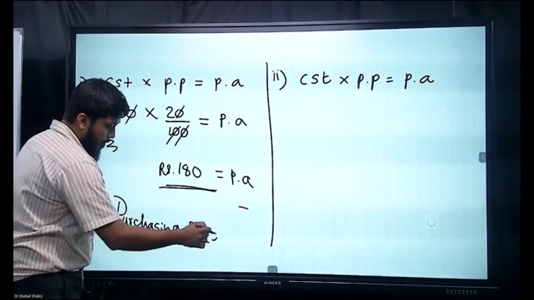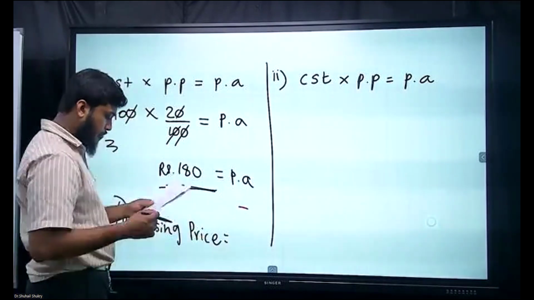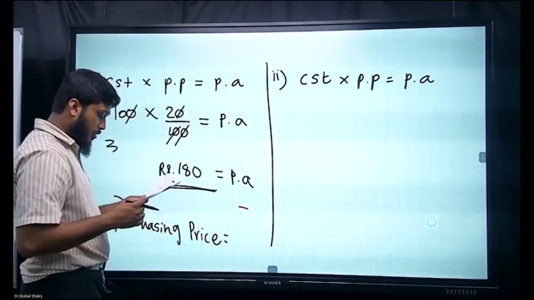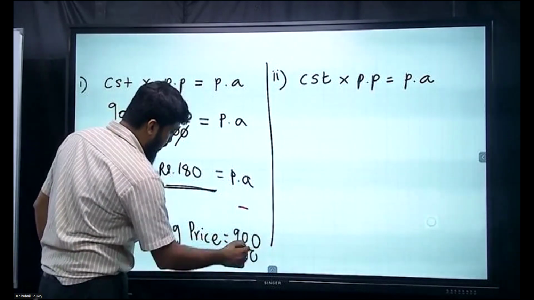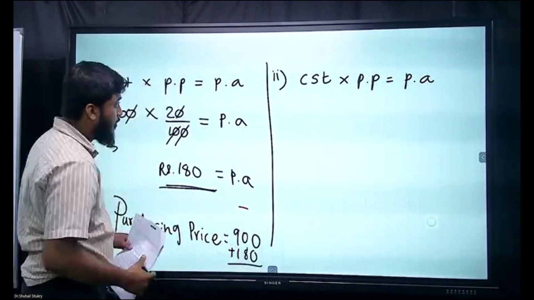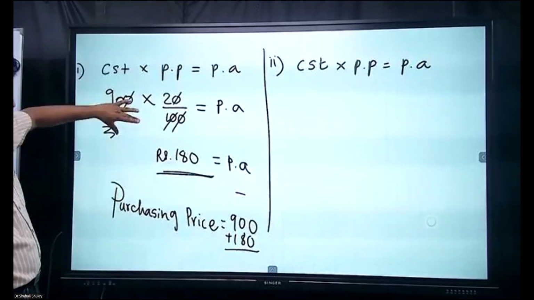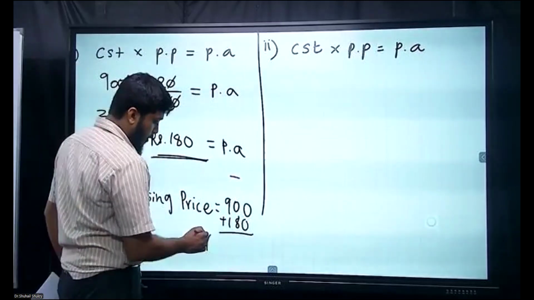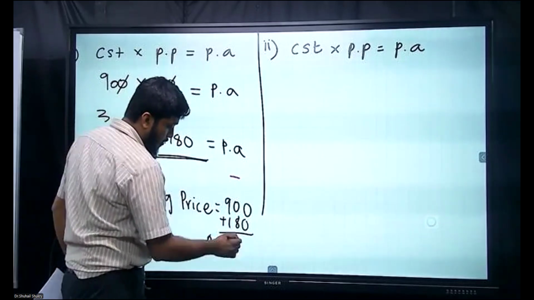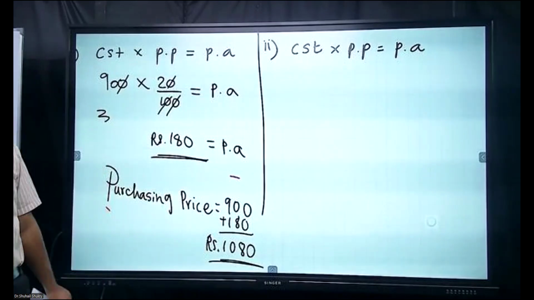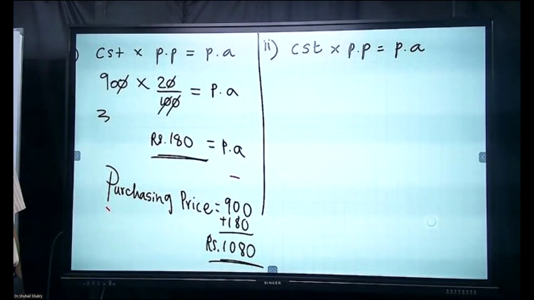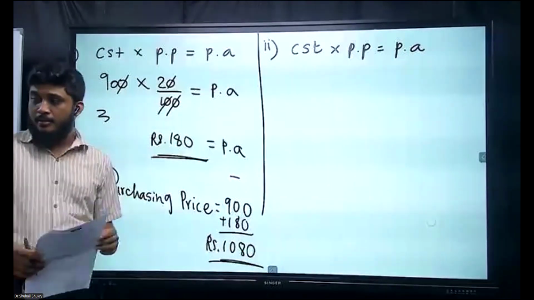The purchasing price will be how much? The cost is 900 and 180, you have to pay a profit for him. So if you add 900 and 180, he has to purchase the shoe for 1080. This is the way the price of things increases.